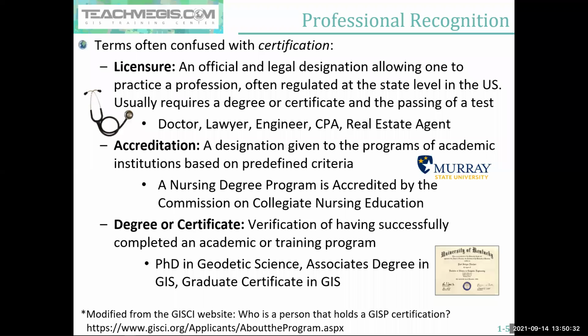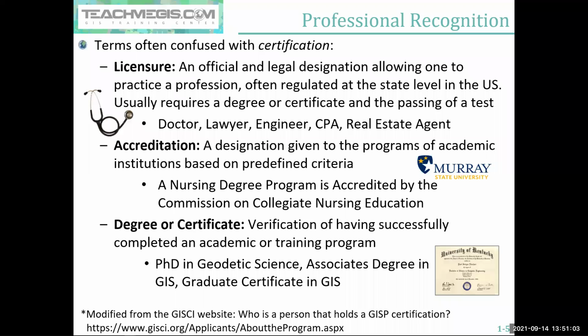So some terms that are often confused with a certification are licensure. In the US, a licensure is an official and legal designation, allowing one to practice a profession, often regulated at the state level here in the US. It usually requires a degree or a certificate and the passing of a test. So doctors, lawyers, engineers, CPAs, and even real estate agents have licenses. Those things are overseen by the government.